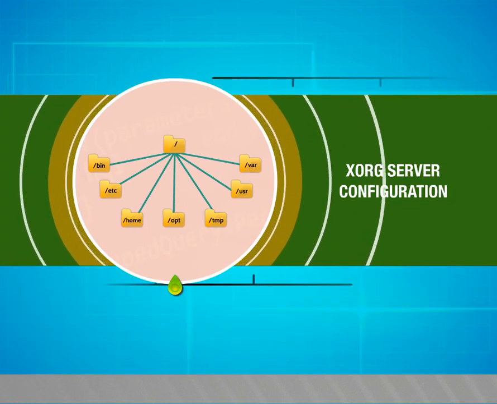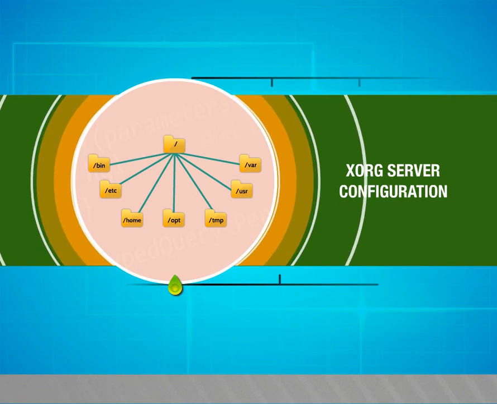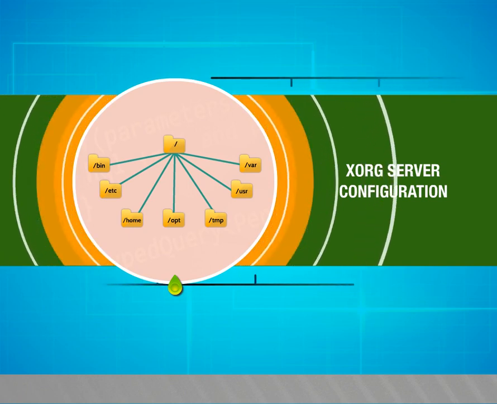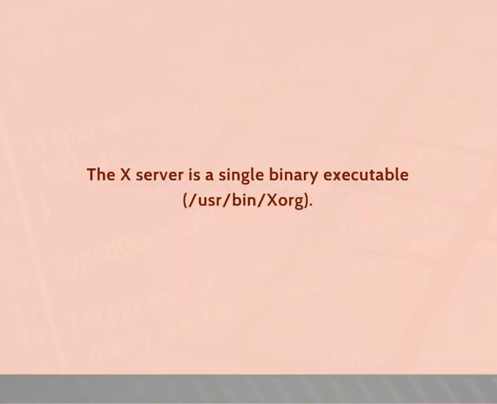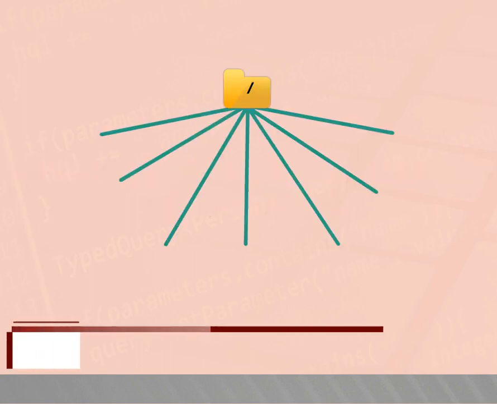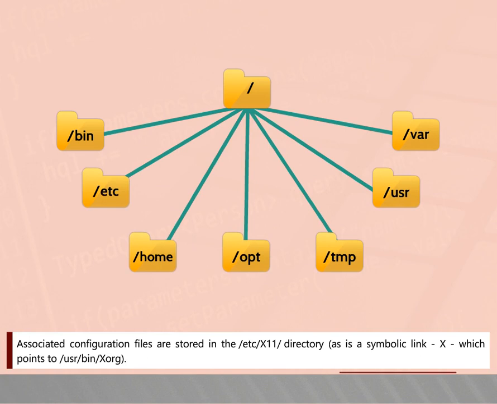XORG server configuration. In this video, we are going to see about XORG server configuration. The X server is a single binary executable, that is /usr/bin/Xorg. Associated configuration files are stored in the /etc/X11/ directory, that has a symbolic link X which points to /usr/bin/Xorg.